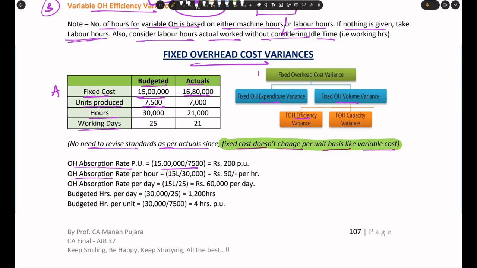Next is the overhead absorption rate per hour. The absorption rate is 15 lakhs, that is the budgeted fixed cost, divided by the hours. It is similar to per unit, just per hour. Then next is overhead absorption rate per day. It is also similar, 15 lakh divided by 25, just the difference in the units that we are using. Then next is budgeted hours per day. Budgeted hours is 30,000 divided by 25. This is just the interpretation of the table. We are just calculating the table values.